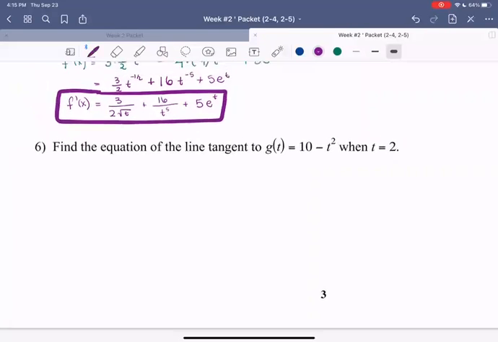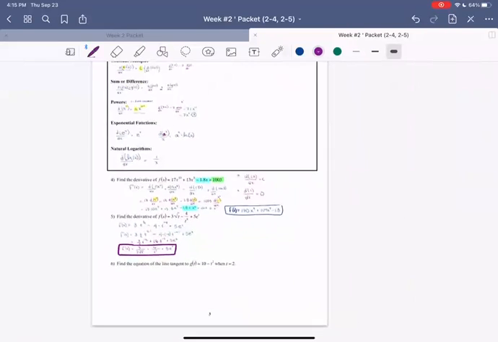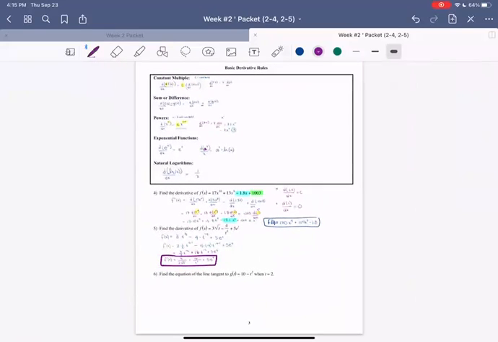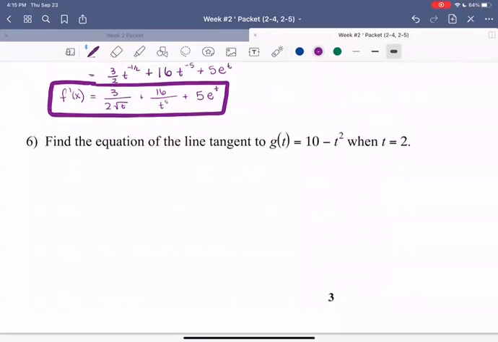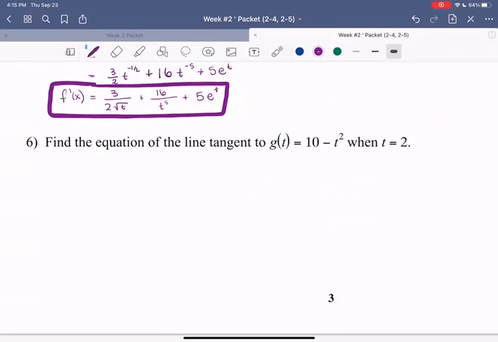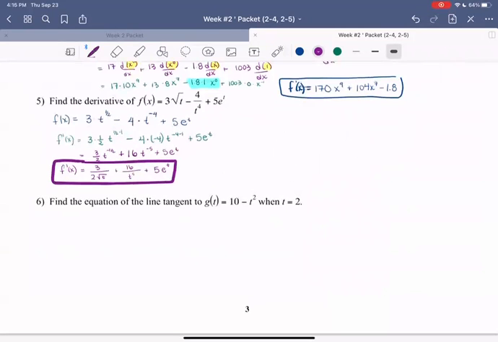In this video, we are going to continue our notes in section 2.5, and we're looking at example 6 on our notes. So for number 6, we want to find the equation of the tangent line to this curve g of t equals 10 minus t squared when t equals 2. Just to recall, if we have our function here, our curve looks something like this. We want to find that equation of the tangent line at a particular point.